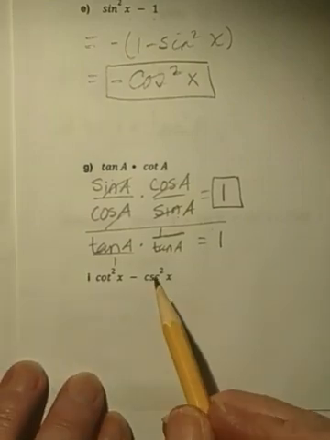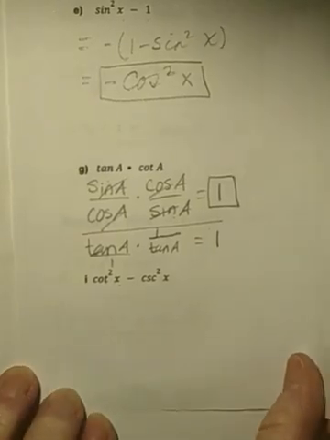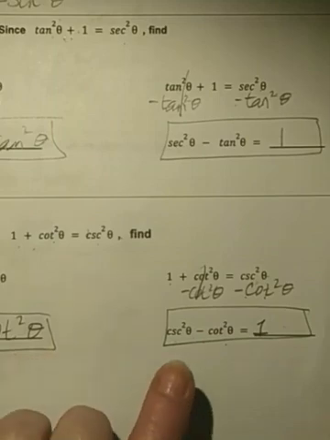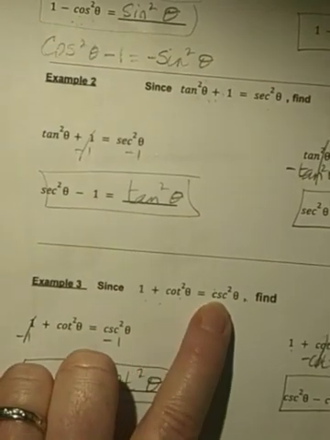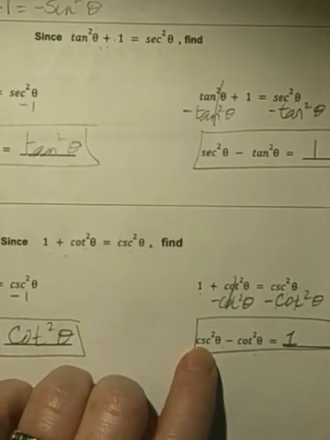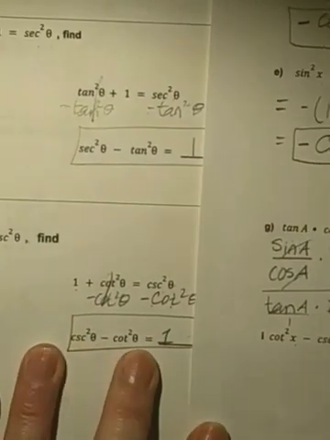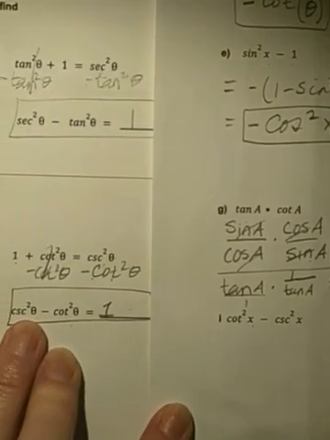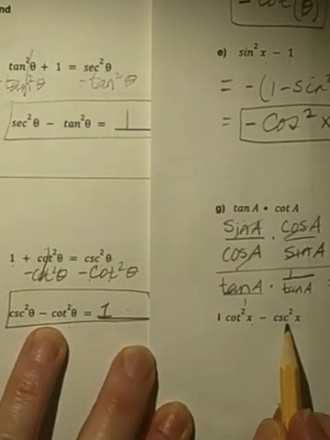Okay, our last example is just cotangent squared of x minus the cosecant squared of x. And if you go back to example 3 that we did, we have an equation that relates cotangent squared, cosecant squared, and 1. And it's this one right here. Cosecant squared minus cotangent squared is 1. But this one's backwards, as you can see. This is cotangent squared minus cosecant squared.